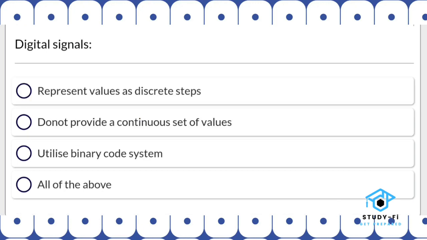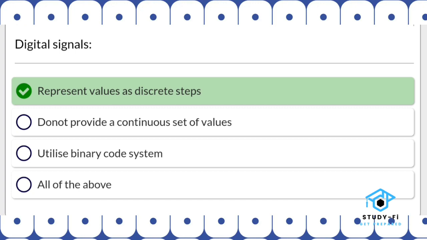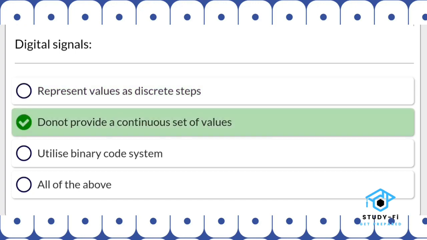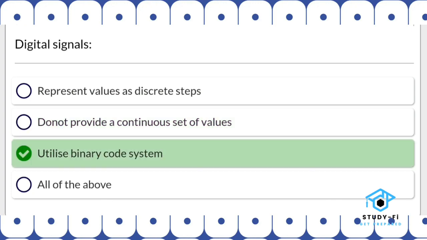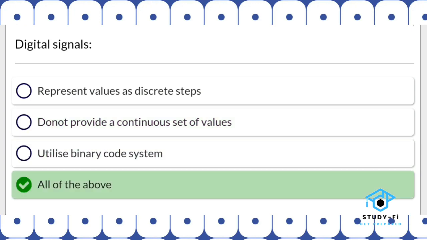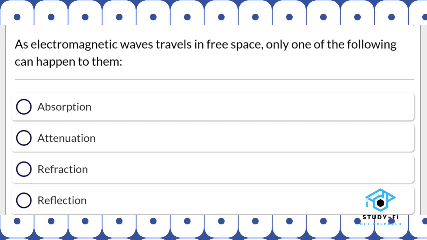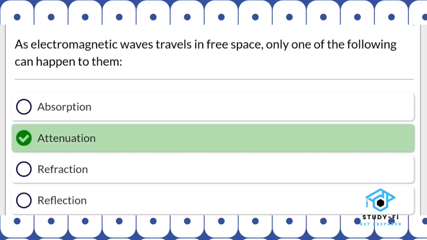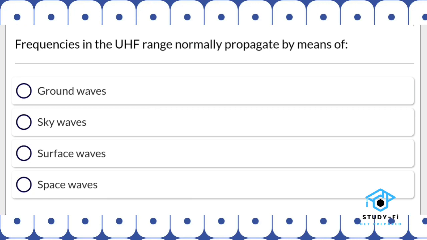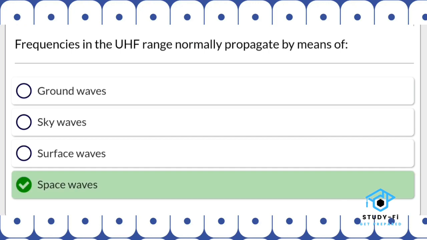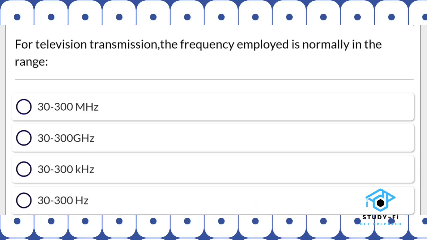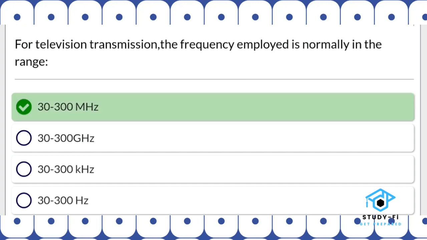Digital signals represent values as discrete steps, do not provide a continuous set of values, utilize binary code system. So it does all of the above. As electromagnetic waves travel in free space, only one of the following can happen to them: attenuation. Frequencies in the ultra-high frequency range normally propagate by means of space waves. For television transmission, the frequency employed is normally in the range of 30 to 300 MHz.